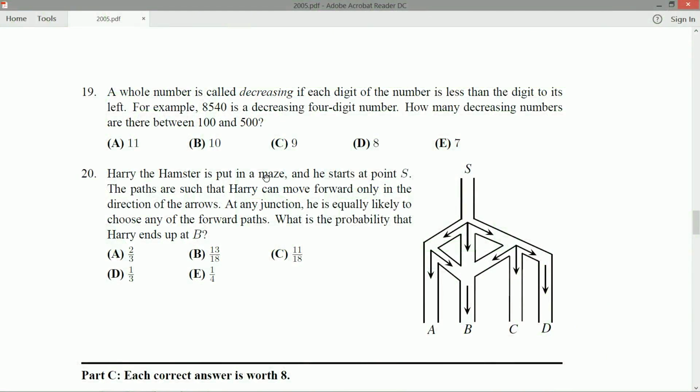Harry the hamster is put in a maze. He starts at point S. The paths are such that Harry can move forward only in the direction of the arrows. And that's an interesting looking maze. At any junction, he is equally likely to choose any of the forward paths. What is the probability that Harry ends up at B?